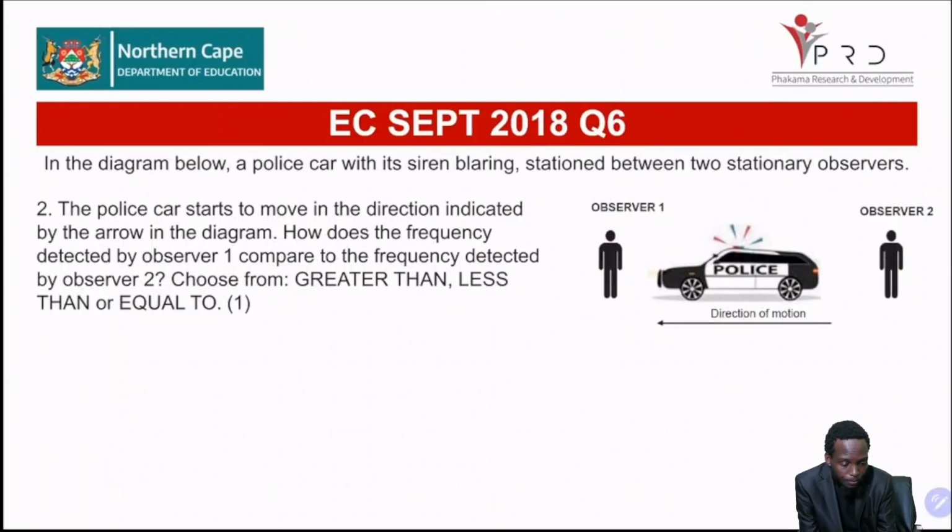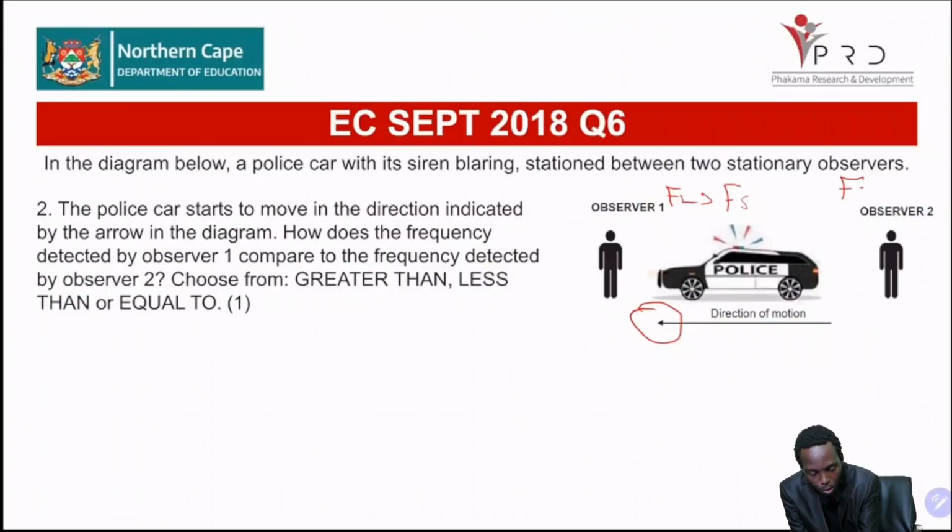In the diagram below, a police car with its siren blaring is stationed between 2 observers. The police car starts to move in the direction indicated by the arrow in the diagram. Now, when we look at this arrow, it's clear to see that the car is moving towards observer 1, right? Now, if the car is moving towards observer 1, our expectation is that the frequency detected by observer 1 must be greater than the frequency of the source, right? And then this side, it's obviously going to be the opposite because it's moving away, right?